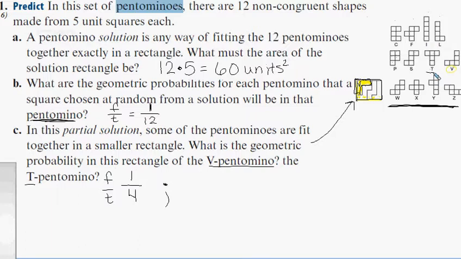So we're looking for the T pentamino. Do you see the T pentamino in this rectangle? Do you see the T pentamino? No, I don't either. So what's the probability of the T pentamino? 0 out of 4, which is to say 0. Hopefully that makes sense.